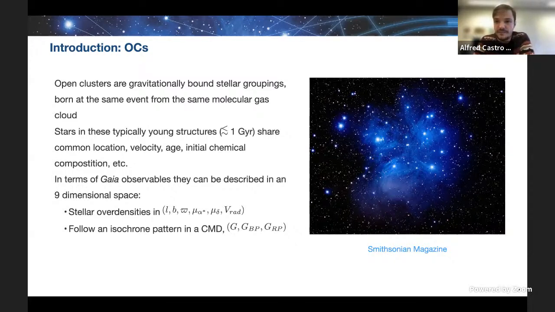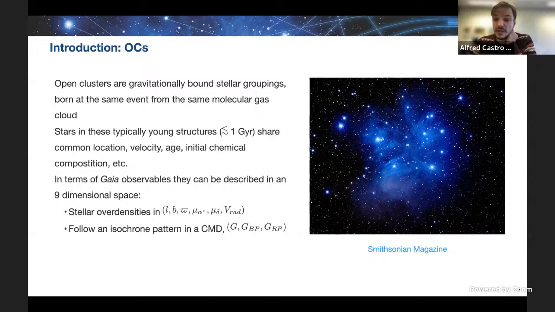It's the first time we can describe these objects using a high-dimensional space. In this case, we will be using 9 dimensions to describe them homogeneously. This will be 6 dimensions for astrometry. So these are finding stellar overdensities in l and b, which are the sky angles, parallax, the proxy for distance, proper motions, and radial velocities. For the time being, we will only use the first 5 dimensions because we don't have radial velocities for all of the stars, but ideally we will use them as well.